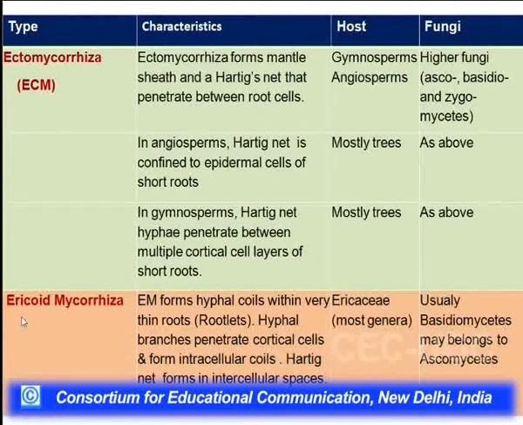Another type of mycorrhiza is ericoid mycorrhiza. Ericoid mycorrhiza forms hyphal coils within very thin roots, which are also known as rootlets. Hyphal branches penetrate cortical cells and form intracellular coils. The Hartig net forms in intercellular spaces. The members of this mycorrhiza colonize the family Ericaceae, and they usually belong to the class Basidiomycetes and may also belong to Ascomycetes.